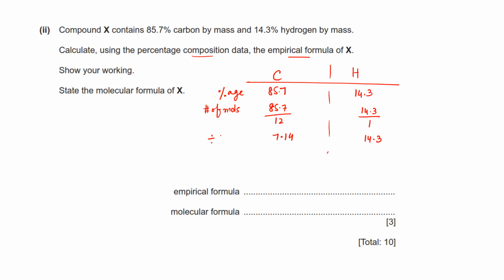And divide by the least. So this becomes 1 and this becomes 2. So the ratio gives the empirical formula CH2. So the empirical formula becomes CH2.